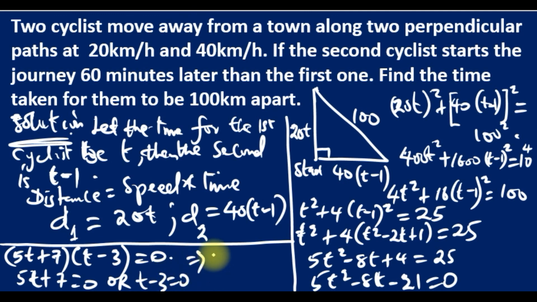So we now have that the time is 3. We'll discard the other because the time there will be negative. We'll get t equal to minus 7 over 5. So no need of using it. This is off because it's negative. Time is always positive. So to find the time taken for them to be 100 kilometers apart, the time is 3. So t is 3. So that's our answer, 3 hours. So thank you.